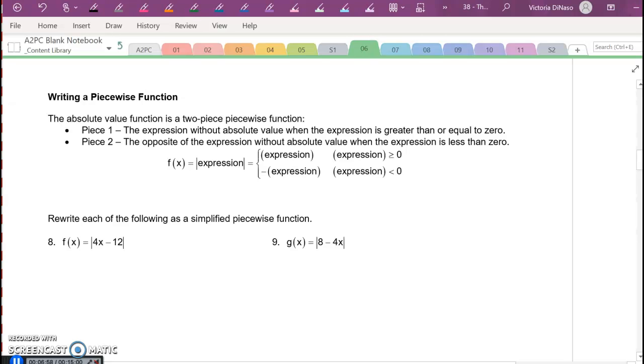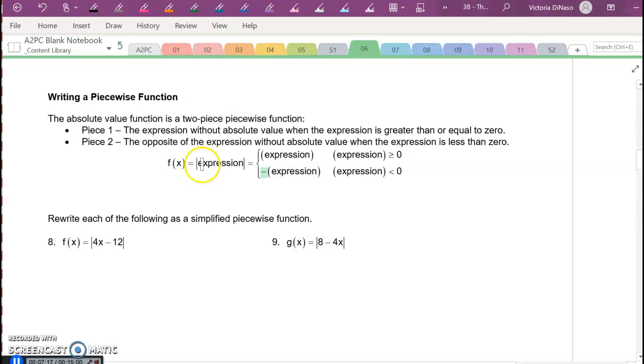So the first thing that you're going to do is make sure that we write the absolute value expression without the absolute value symbols. So the first time that you're going to write it is normal, and then the second time you're going to write it is going to be the opposite. So we have normal on top and then opposite on the bottom.